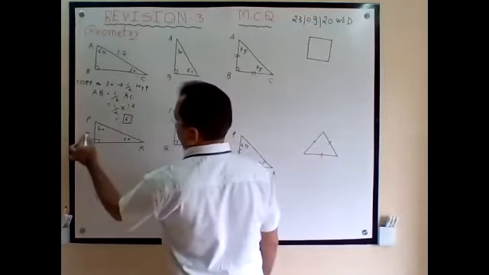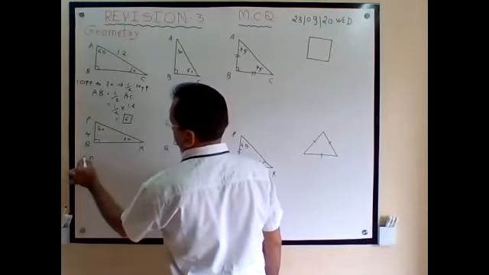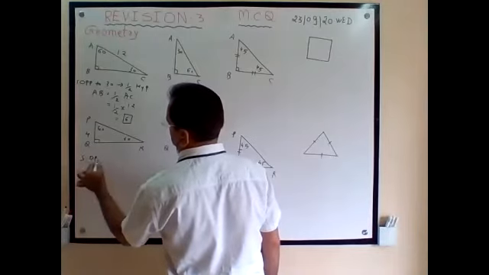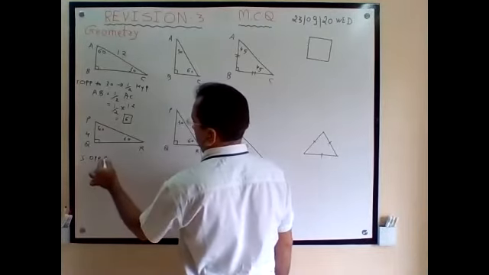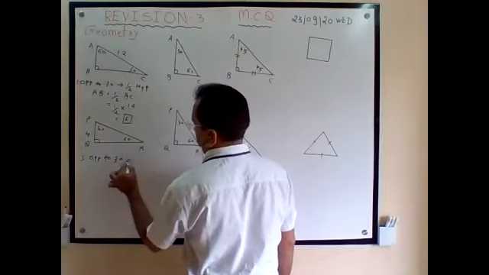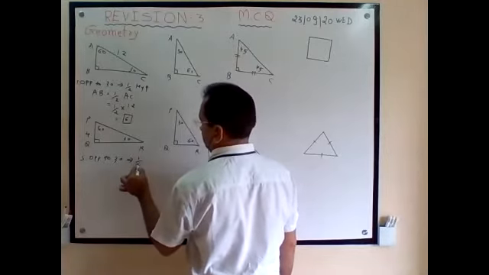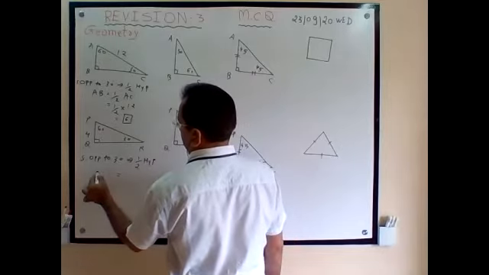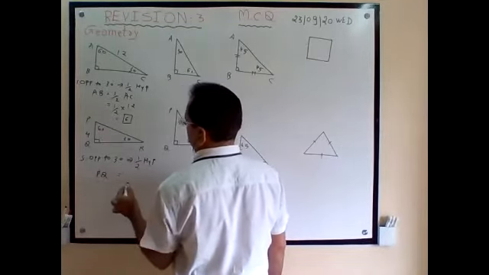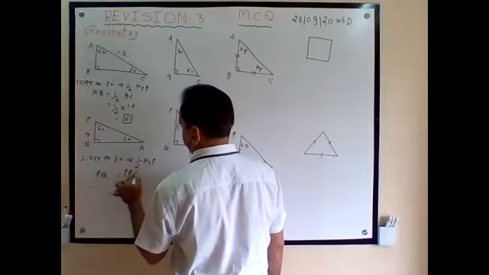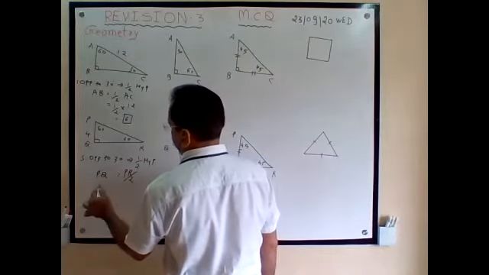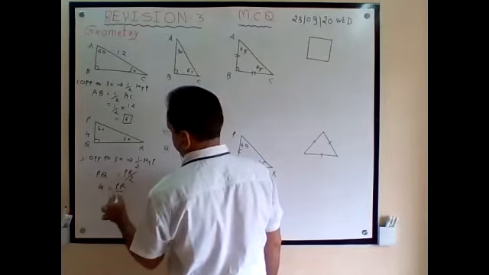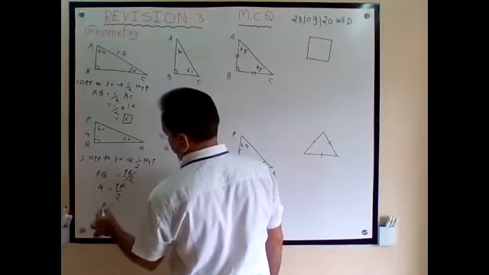Now suppose this is given 4. Again, side opposite to 30 is half of the hypotenuse. Now PQ is half of PR. Now this is given 4, so cross product.